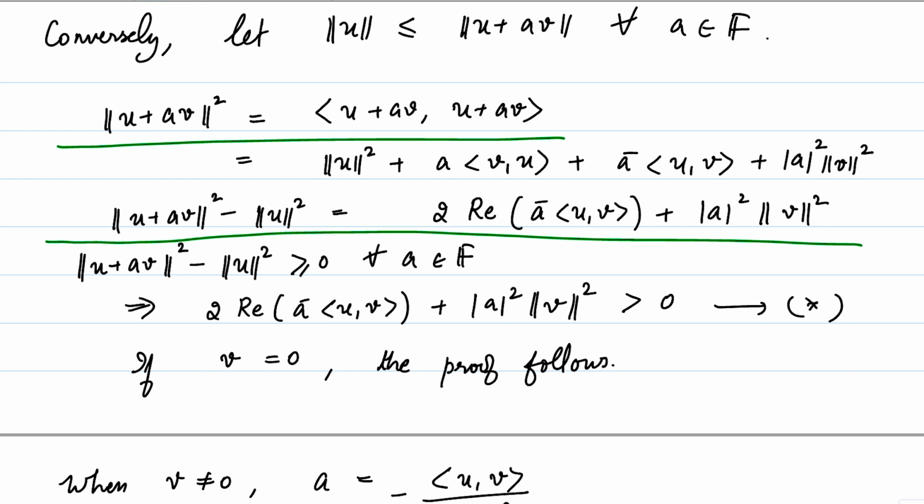In particular, the length of u squared is less than or equal to the length of u plus av, the whole squared, and therefore the length of u plus av the whole squared minus the length of u squared is greater than or equal to 0. And that's precisely what was used here, and we concluded that the RHS will hence be greater than or equal to 0.